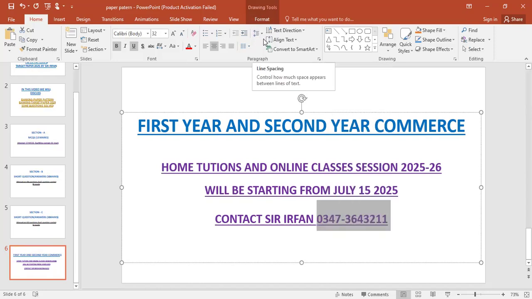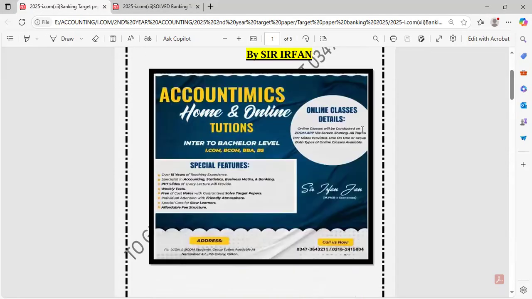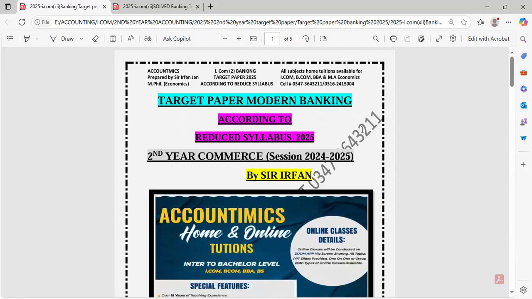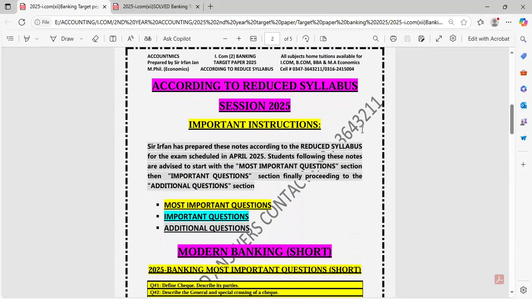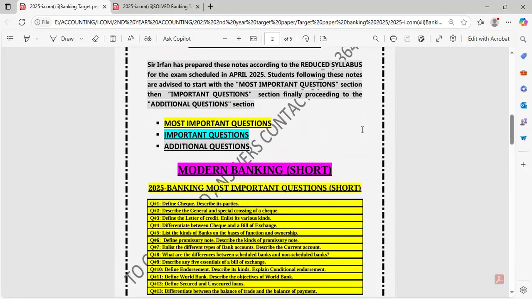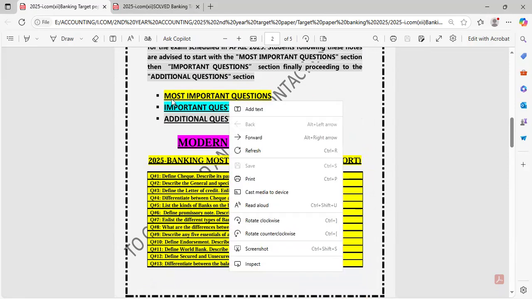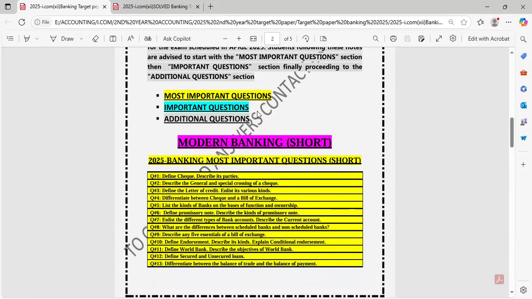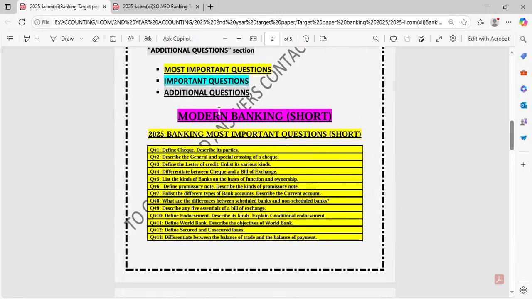So we have to move towards the question paper, the target paper which I have prepared. This is your target paper and it is prepared according to the reduced syllabus for the session 2025. In the short question answers, I colored them in 3 ways. Yellow shows the most important questions, followed by blue, which are the important questions, then the additional ones in gray color.